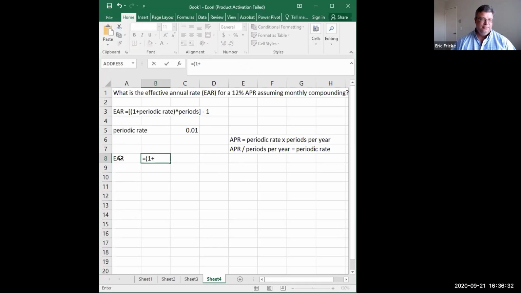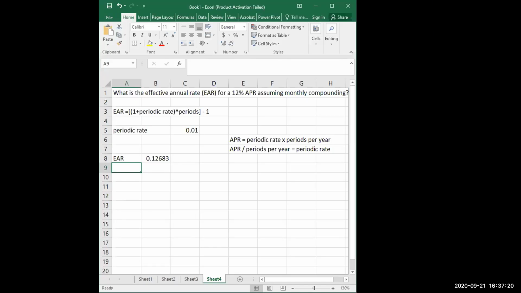Then we take 1 plus the periodic rate that we just calculated up here, 0.01, and we take that to the number of periods, the total number of periods in a year, and in this case it's 12. And that should give us our answer. Okay. Any questions on that? Okay. Can you click on that formula again? I just want to see how you do. Thank you.